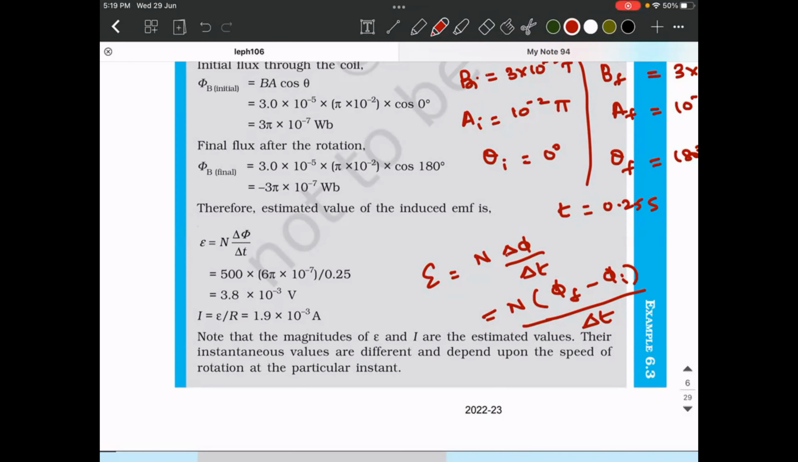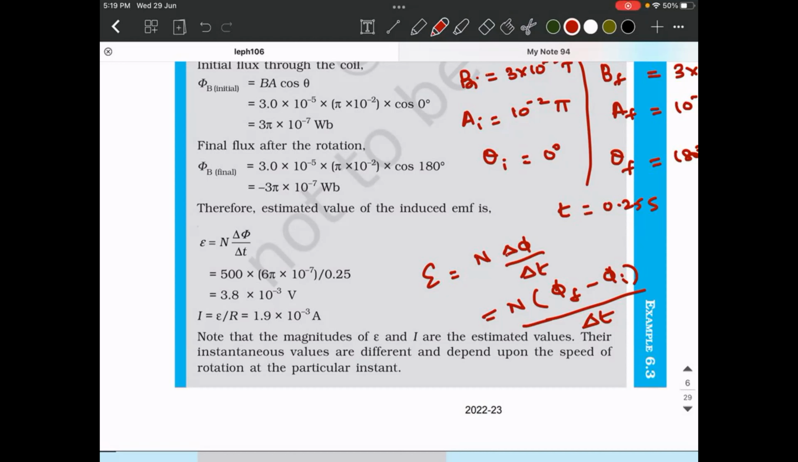I'm hoping it is clear. So this is all about Faraday's law. As I told you, in this whole chapter you will be using only this logic. Nothing else is there. So if you want to induce EMF, what are you supposed to do? Change the magnetic flux. That's it.